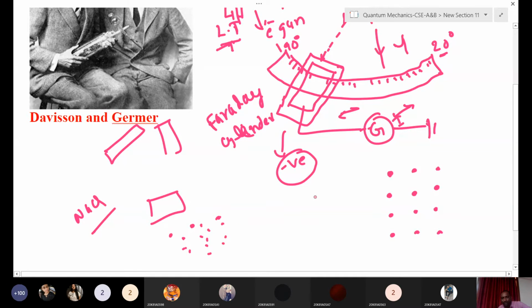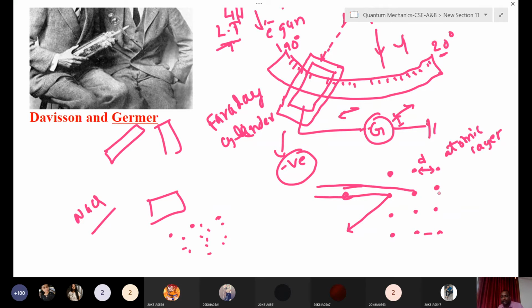Suppose high energy electrons are coming from here. Some of the electrons will reflect, and some enter into the atomic layers. Here the spacing between these two atoms we call d spacing or atomic spacing. This d spacing is the same anywhere in the crystal, because atoms are arranged in a very systematic, periodic manner. So there is no deviation of atoms in a crystal.